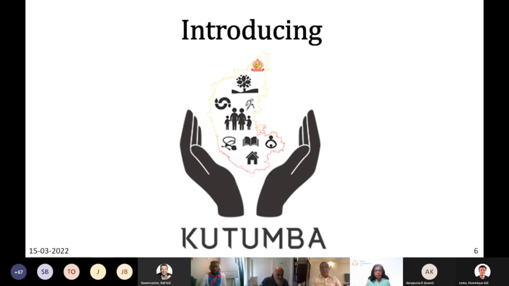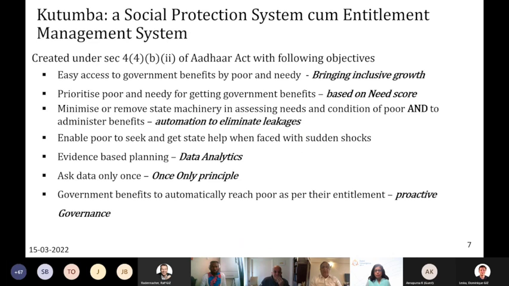Now, Kutumba means family, in Kannada and in Hindi. Thankfully, Aadhaar is restricted. You cannot use it for most of the purposes, but a new section of the Aadhaar law, called 44B2, allows us to use Aadhaar for creating these systems. And we would all appreciate that a unique ID like Aadhaar would be the backbone for the Kutumba system, for deduplication, for identification, and for everything.